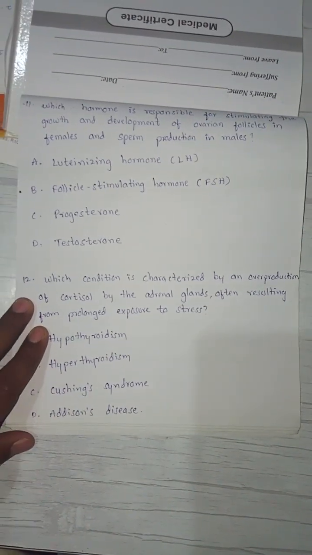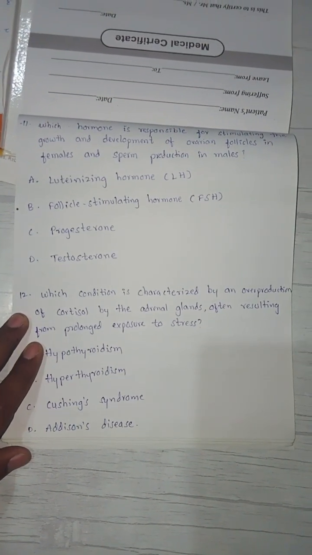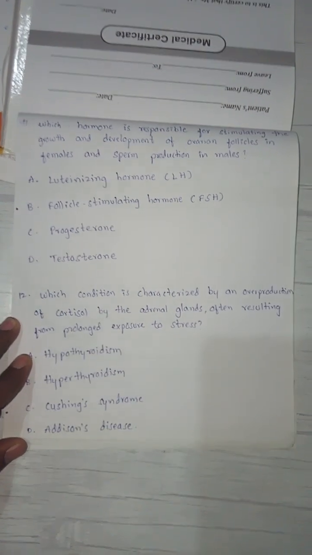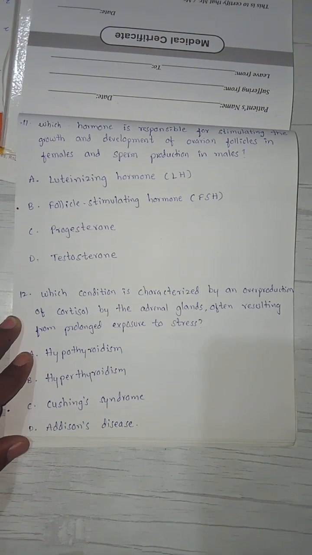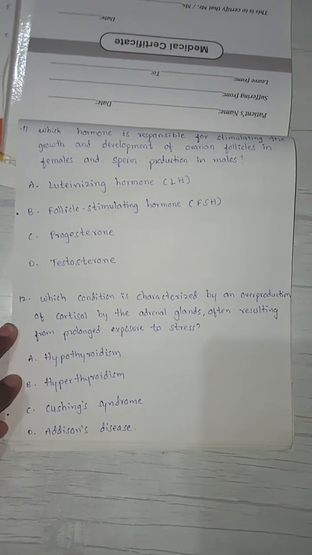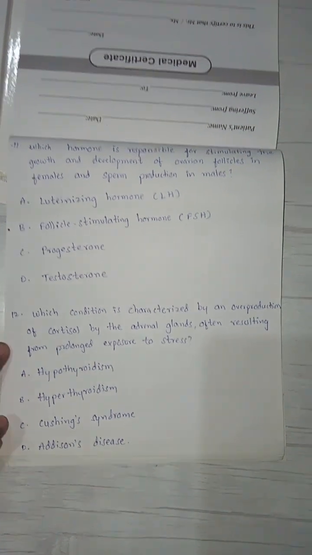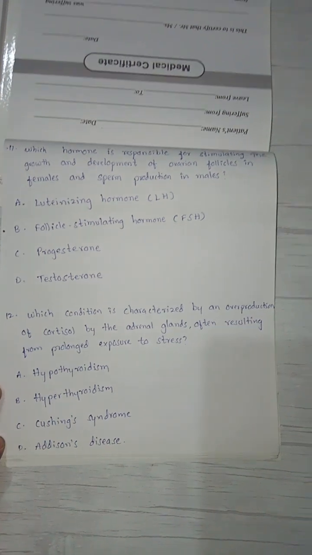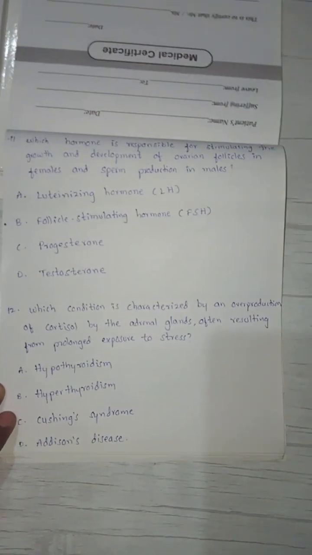And coming to the 12th question, which condition is characterized by an overproduction of cortisol by the adrenal glands, often resulting from prolonged exposure to stress? Option A, hypothyroidism. Option B, hyperthyroidism. Option C, Cushing syndrome. Option D, Addison's disease. Our answer is option C, Cushing syndrome.